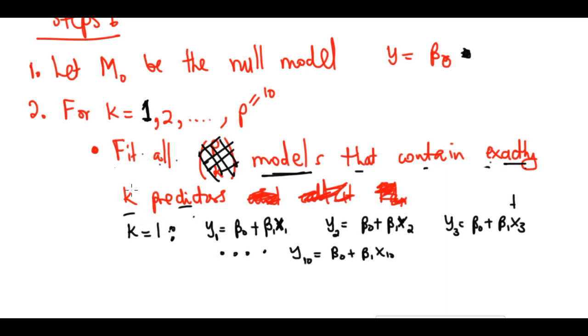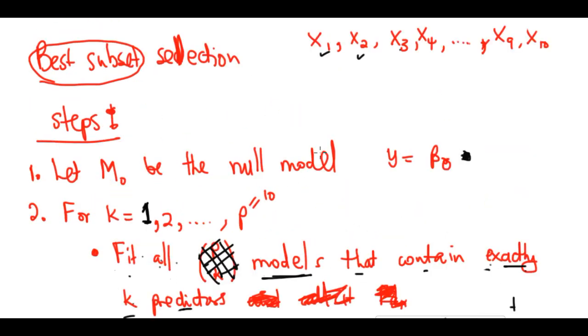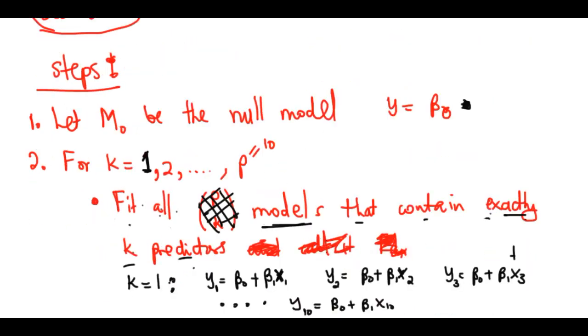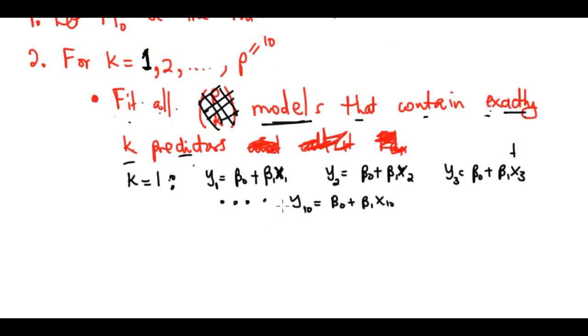So we are basically saying fit all models that contain exactly one predictor. Which means we can take one predictor and fit a model. Take this one instead of the x1, fit a model. Take x3 instead of x2 and fit a model. So these are the models that we can fit. We can fit all these models here, right?